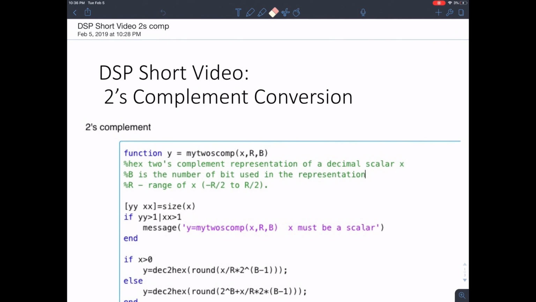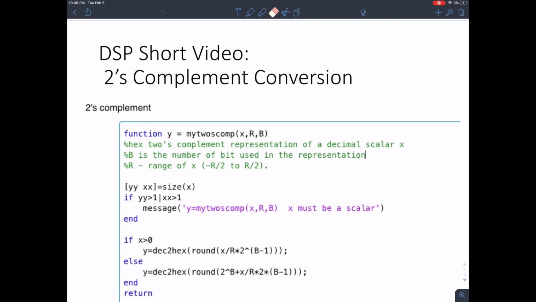Okay, here's a quick DSP short video about 2's complement conversion. We talked about this when we did the successive approximation A to D conversion. For me, it's turned out that I've had to do 2's complement conversions enough times in my career, mainly through teaching, but also with some audiology projects that I used to work on. I've had to do it so many times that you start looking for a shortcut way of doing 2's complement.